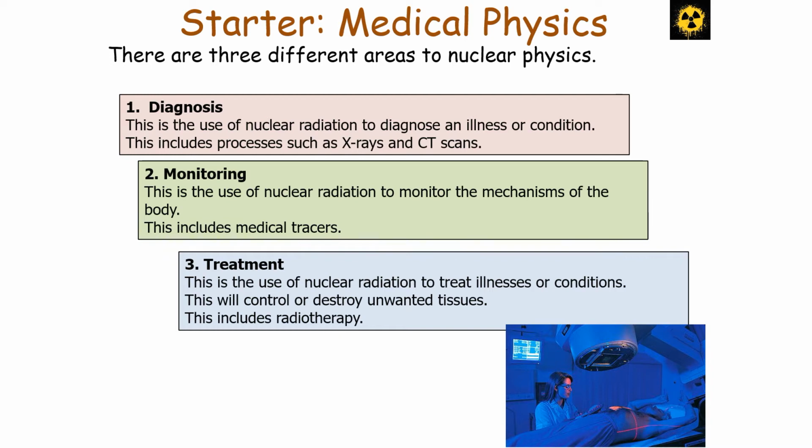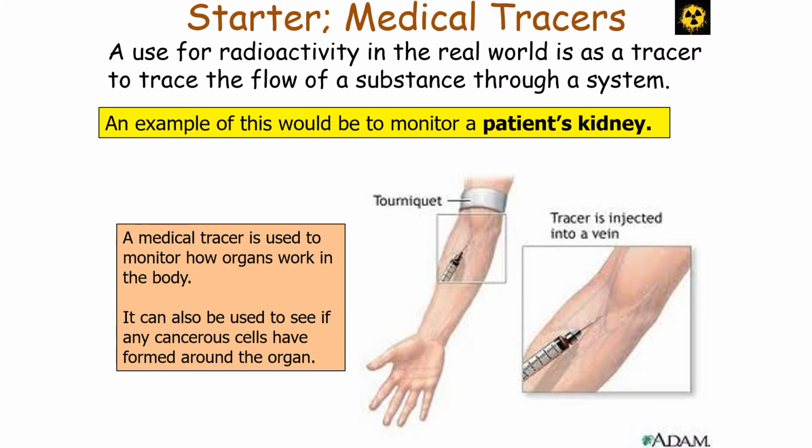So we're going to look at each of these different areas of nuclear medicine and how this links into the radioactive isotopes. We're going to start by looking at medical tracers. A use for radioactivity in the real world is a tracer to trace the flow of a substance through a system. An example of this would be to monitor a patient's kidney. A medical tracer is used to monitor how organs work in the body. It can also be used to see if any cancerous cells have formed around an organ.